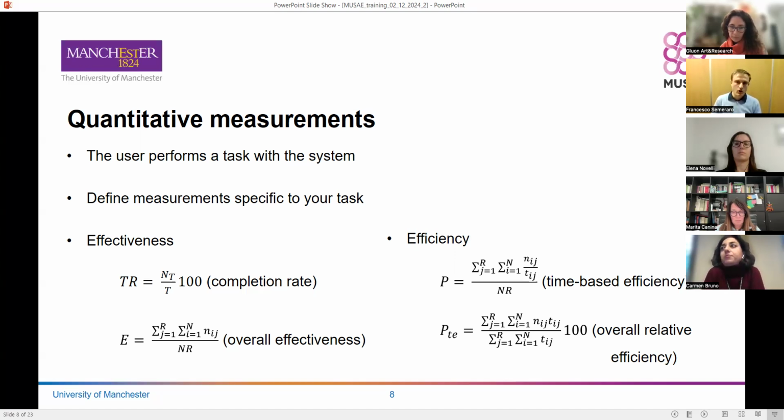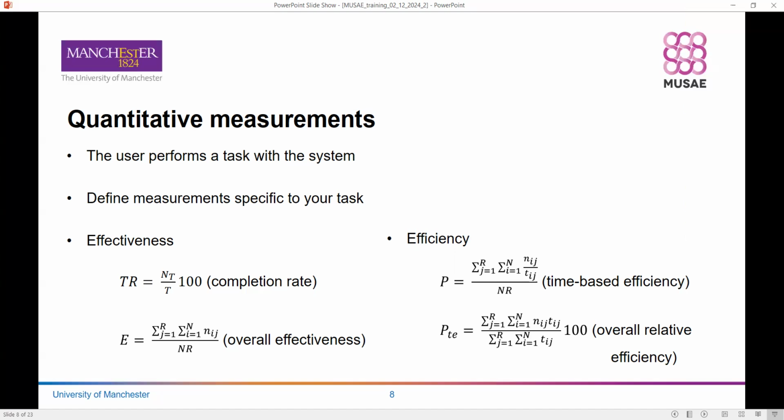Another one is the overall relative efficiency, which basically is a weighted average of the number of successfully completed tasks by the user, weighted on the time it took the user to complete them. These, again, are very general definitions of effectiveness and efficiency measurements. And again, it's up to you to understand how you can tailor them to your specific case study.